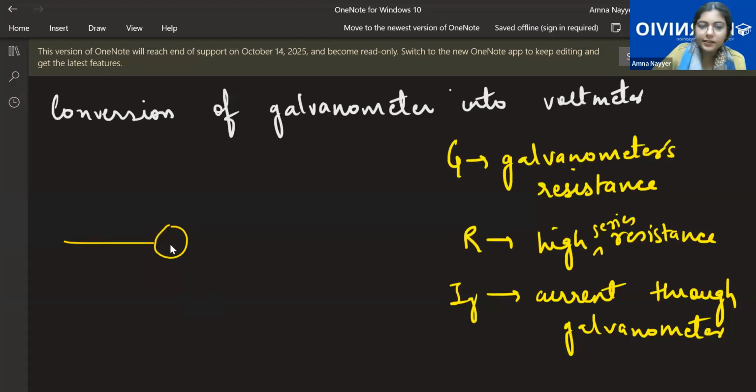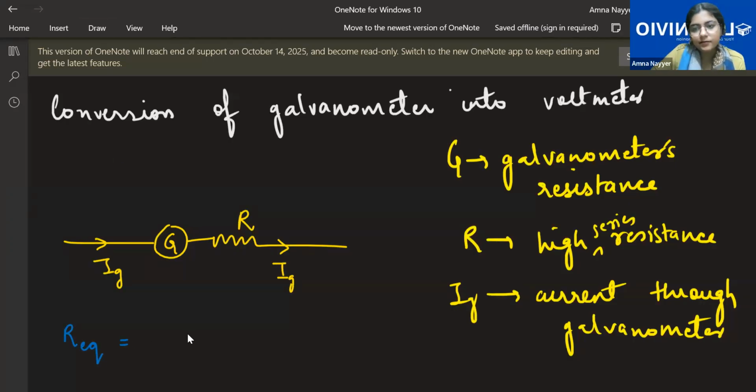A galvanometer is connected and a resistor is connected. Now, this is a normal resistor, but it has a higher value. That one had a lesser value, the shunt. This has a higher value. And again, Ig is the amount of current that flows. It is connected in series. So, can you tell me what's the equivalent resistance here?